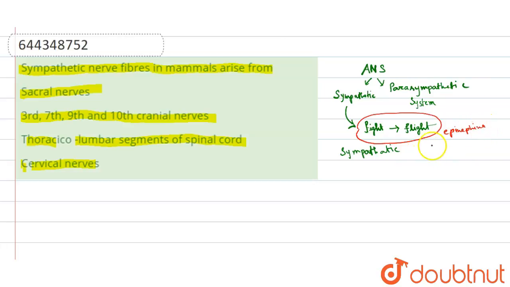Next, it will relax our bladder also. The urinary bladder is also controlled by the sympathetic nervous system, so we can control our urination.